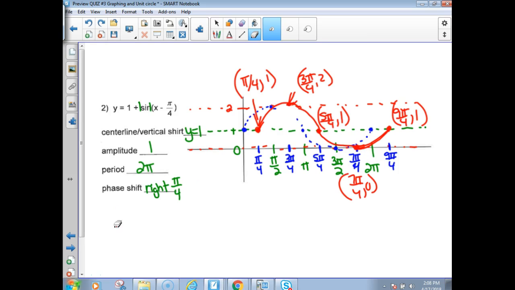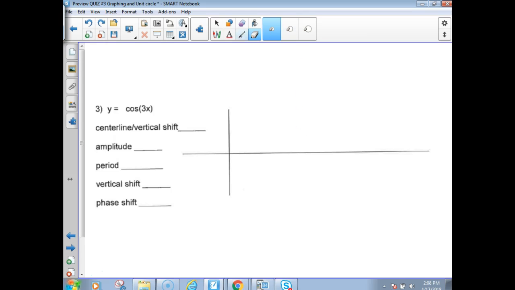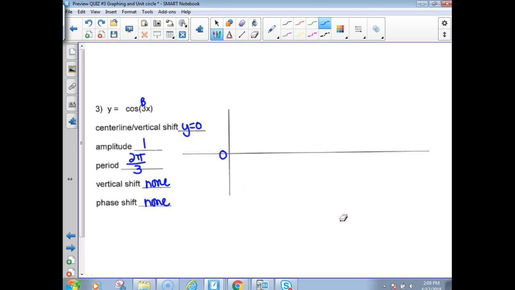All right, good enough. Number 3. This one does have a new period because there is a b value. This would be b. So the period is 2 pi over 3. I see no other numbers attached to this, so the center line would be y equals 0. The amplitude would be 1. There is no vertical shift, and there is no phase shift. So this just has a period of 2 pi over 3, and the amplitude is 1.